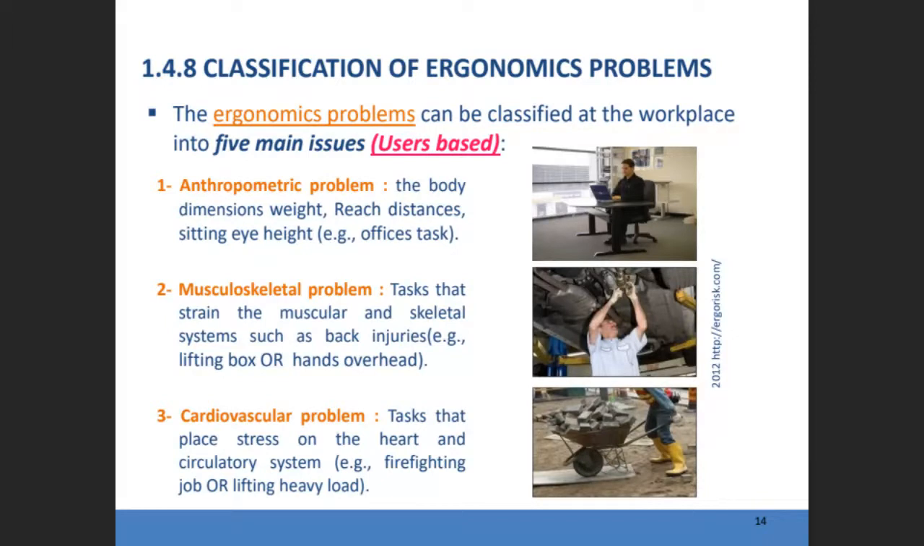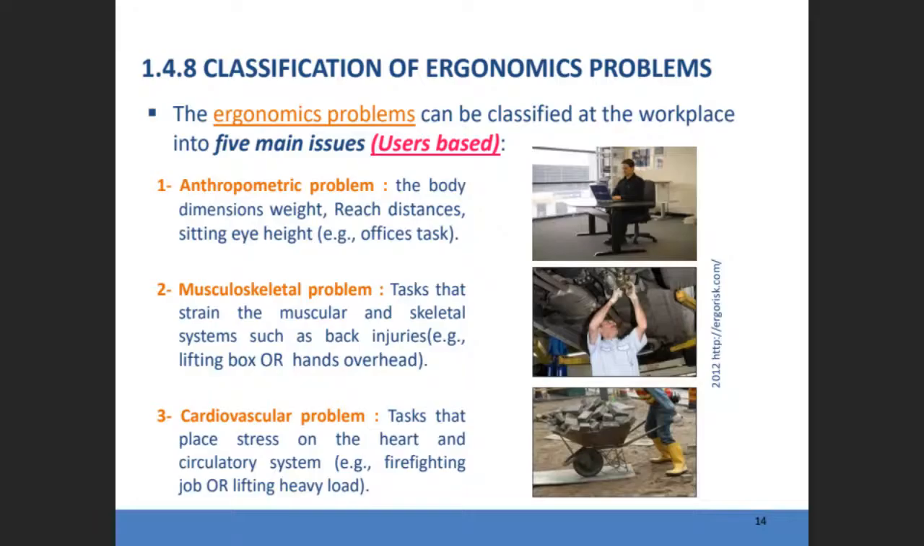The muscular or muscle problem is the task that strains the muscles and skeletal systems, such as back injuries. For example, here we see this worker working under the car for a long time. He will have his arms raised up. The problem here will be a user-based problem based on the musculoskeletal classification.